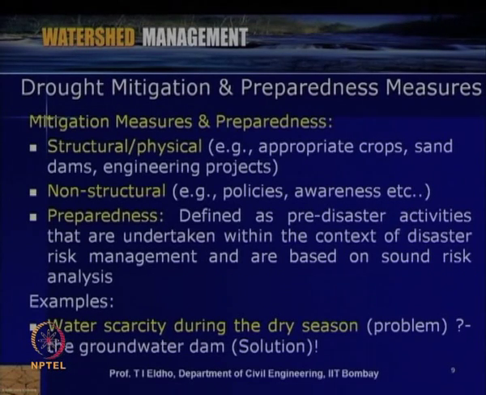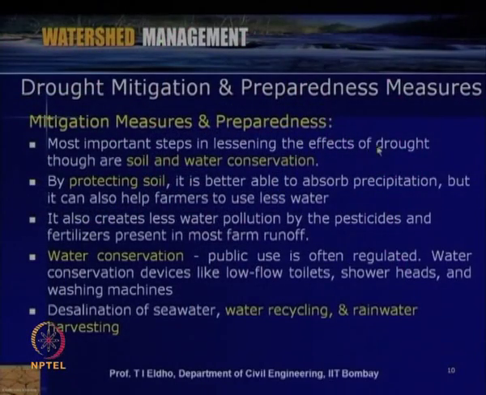Accordingly we can identify solutions. For example, in some regions, instead of surface water dams, we can have groundwater dams, where we can have an appropriate structure that will stop the easy flow of the groundwater, so that sufficient moisture will be there and even groundwater will be available. That way we can go for preparedness as far as the particular system is concerned. And then, the most important steps in lessening the effects of drought, as we discussed, are mainly soil conservation and water conservation, against soil erosion, or to keep the soil moisture as far as drought is concerned.